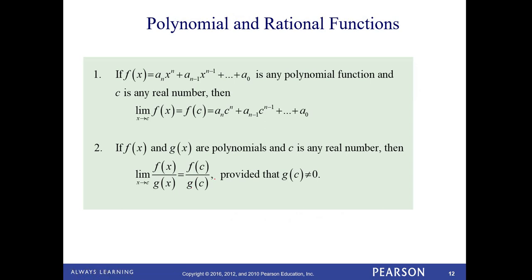Polynomials and rational functions. For any polynomial function, the limit is simply plugging the number in. If we have a rational function, provided that g of c does not equal 0, the limit is just what you get when you plug in the value for c.